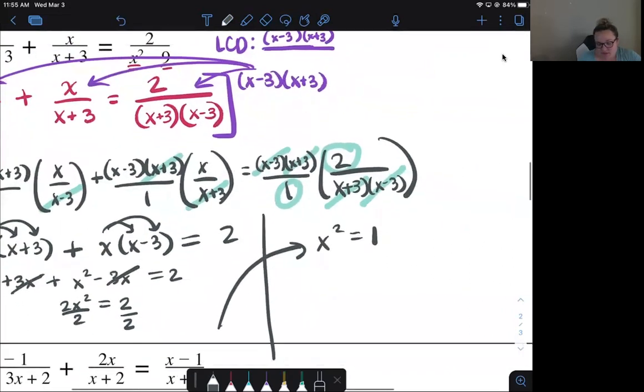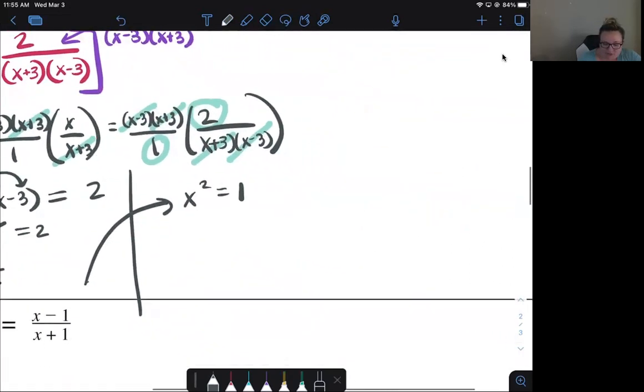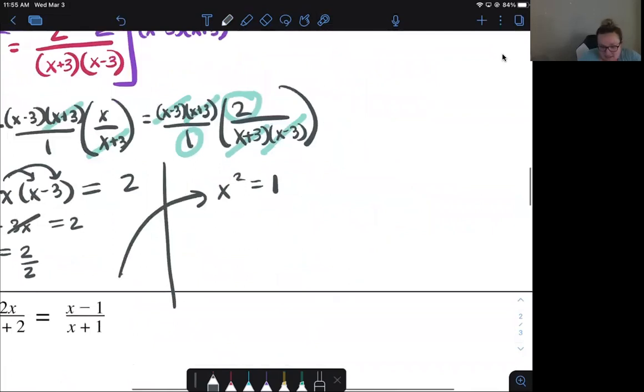Well, there's two ways we can solve this, and I'm going to show you both ways. The first way is I recognize x being squared. To cancel that square, I just square root both sides. The square root of x squared is just x. When I square root 1, I get two answers, plus and minus 1. So I have two solutions, positive 1 and negative 1.